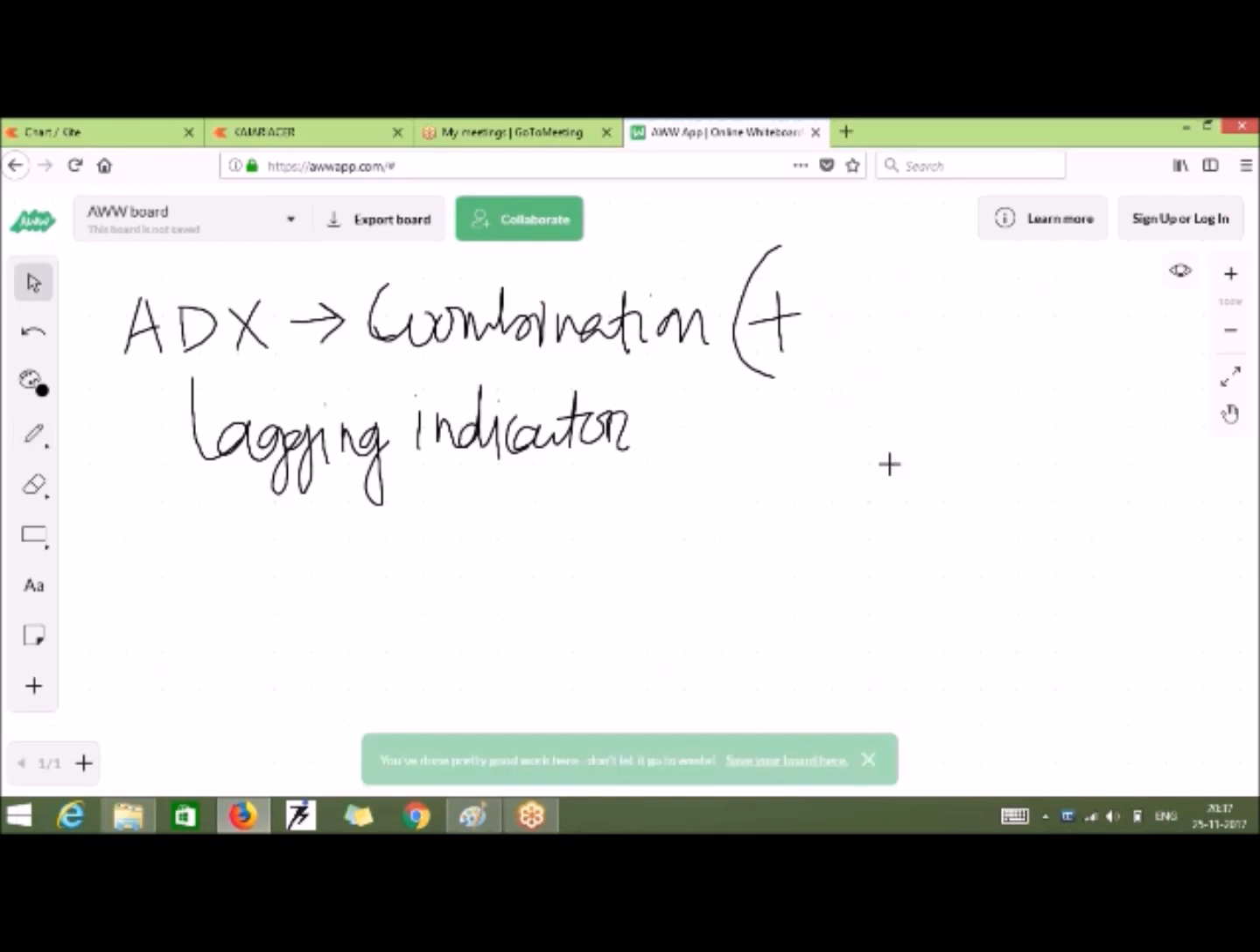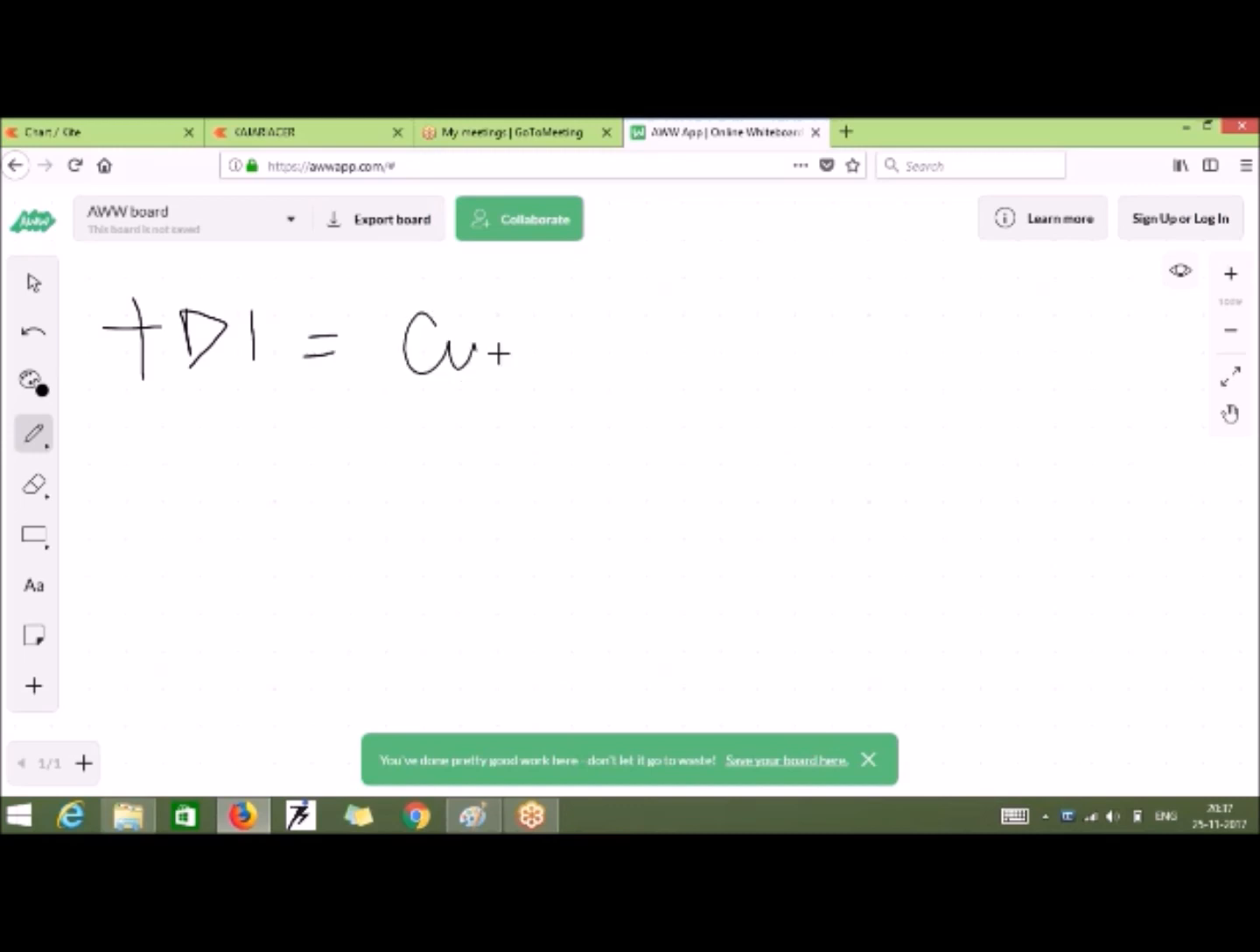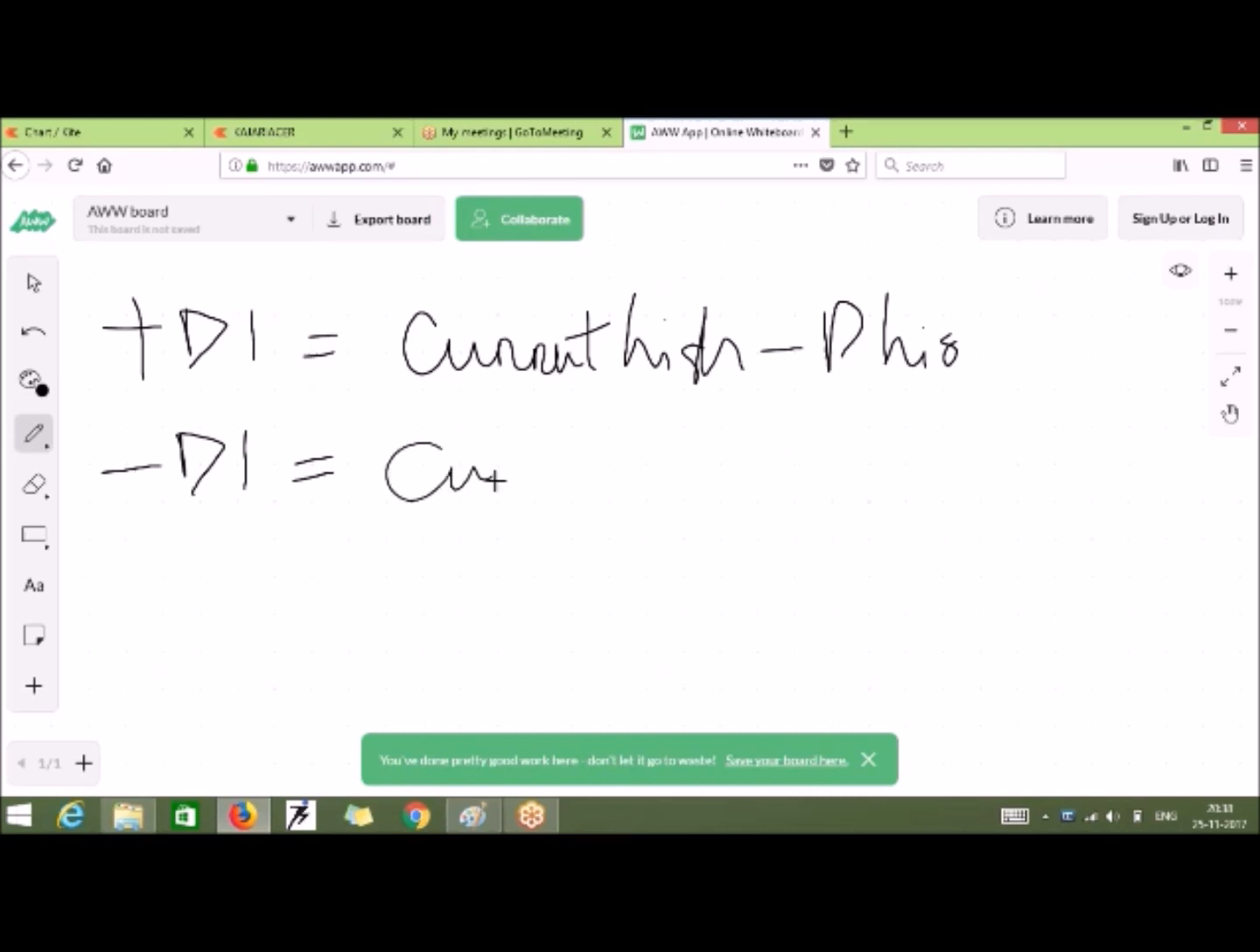Now coming to the calculation part, we will not move deeper into it, but still, the positive directional indicator is calculated based on the difference between the current high and the previous high over a period of time, and the negative directional indicator is calculated from the difference between the current low and the previous low, again over a period of time.